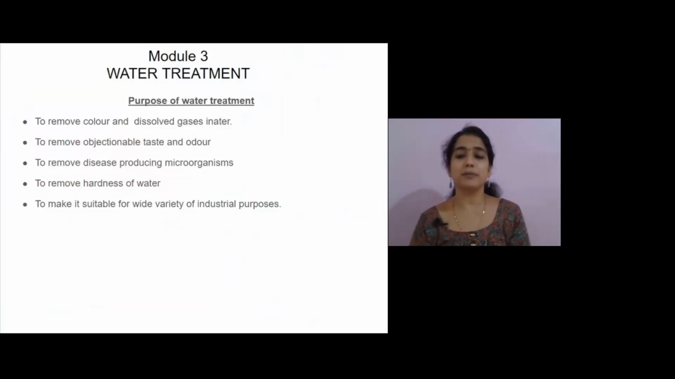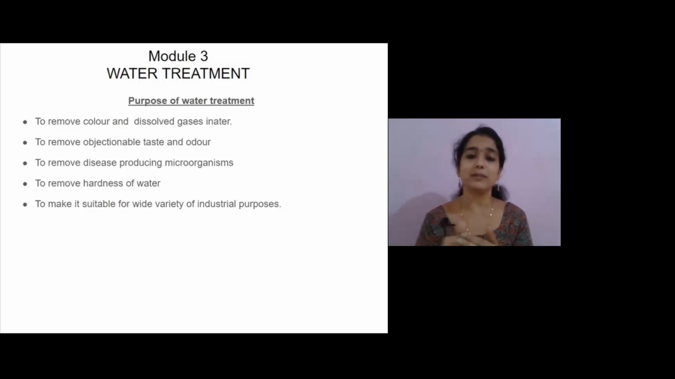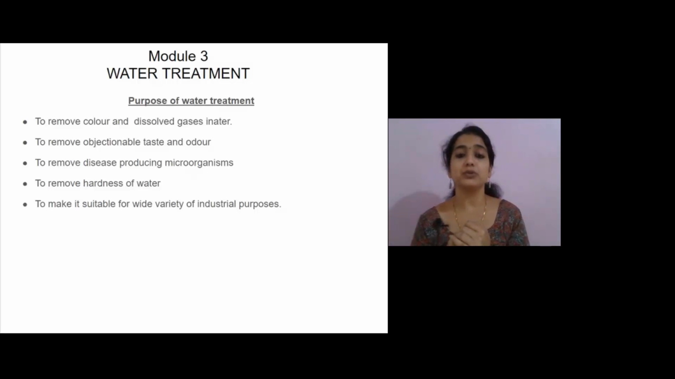Then what is the purpose of water treatment process? It is used to remove color and dissolved gases in water. The second purpose is to remove objectionable taste and odor. Then to remove disease-producing microorganisms. Then to remove hardness of water. Then to make it suitable for a wide variety of industrial purposes.